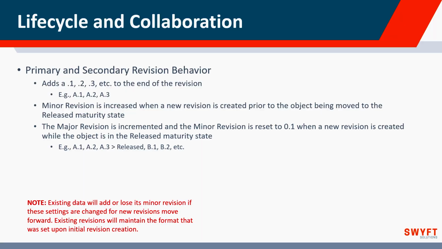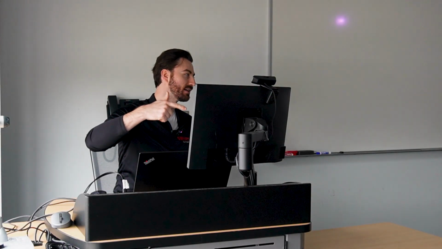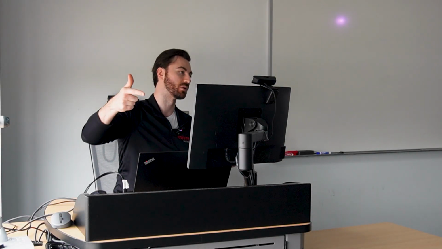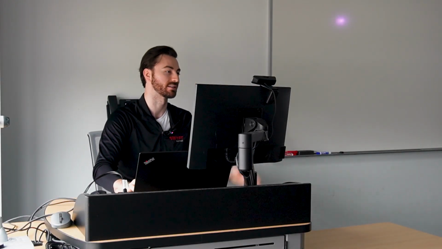And just for everybody's awareness, if you do want the .1, .2, the secondary, how that works is if the part is not yet released and you increase the revision while it's in work, it will bump the minor revision up to the next. And then as soon as you release it and bump the revision, it bumps the major and resets the minor. If you change whether you have primary or just primary and secondary, after you have data on the platform, that will change existing data the next time you revise it. So if you did not have primary and secondary and then you turn that on later, the next time you go to revise something, it will throw on the .1. So that does change existing data after the next time you revise it.